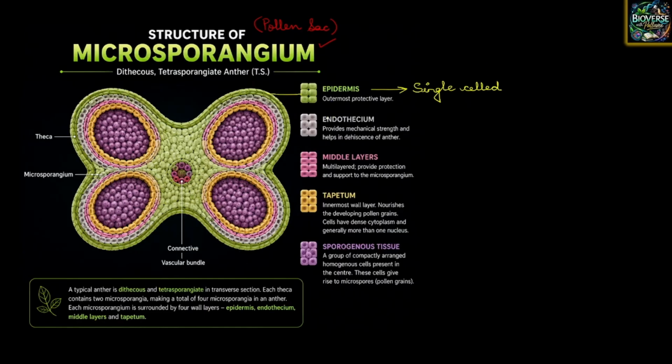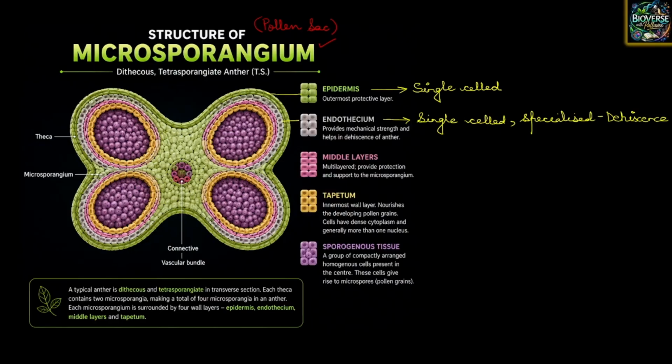Then the next layer that has been marked over here, children, is called the endothecium. Endo means towards the inside of the epidermis. Again, this layer is also single celled, and we need to understand that this is the layer that is specialized for dehiscence. Now, a very new word we are hearing is dehiscence. What do you understand by dehiscence? It refers to the spontaneous opening of the pollen sacs, that is the microsporangium, at maturity, and it releases the pollen grains.